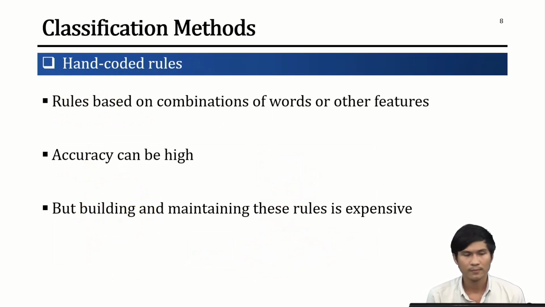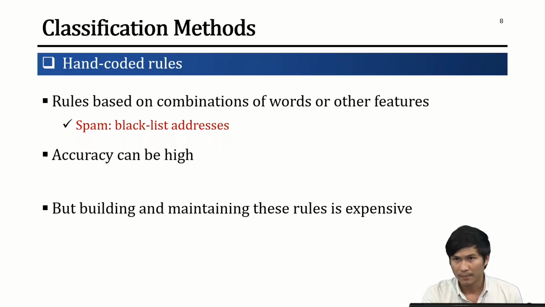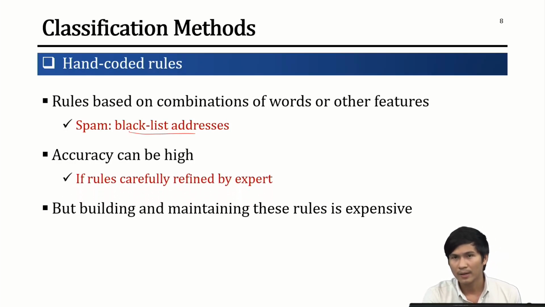In hand-coded rules, you need to have a combination of words or pictures given from the text. For example, in text classification, you need some features to extract from them. For example, in the application of spam detection, you may need a blacklist of addresses. Whenever an address appears in your list, this can be considered a rule. So in this approach, the accuracy can be high if the rules are carefully refined by experts.